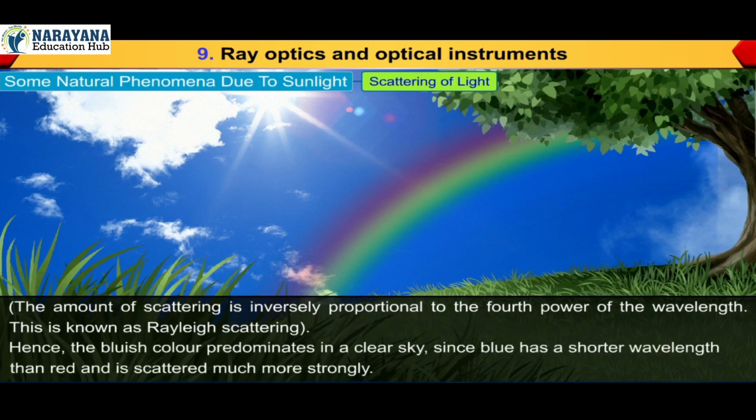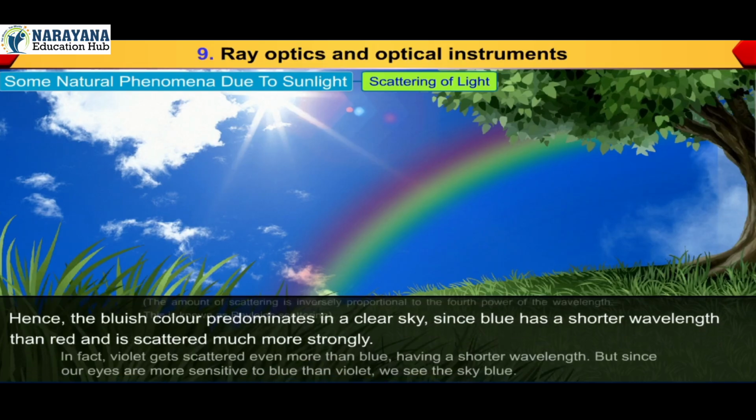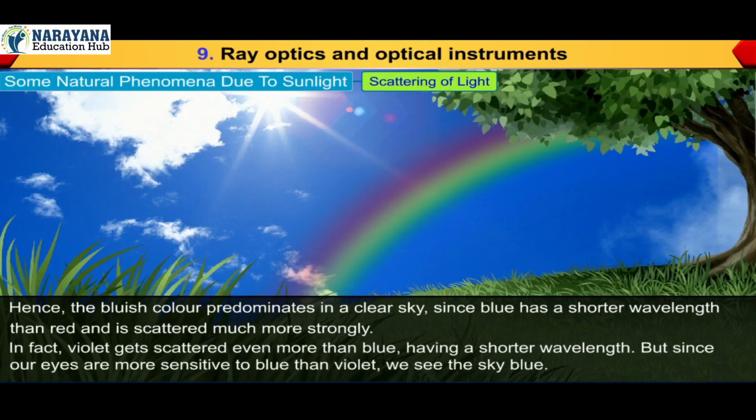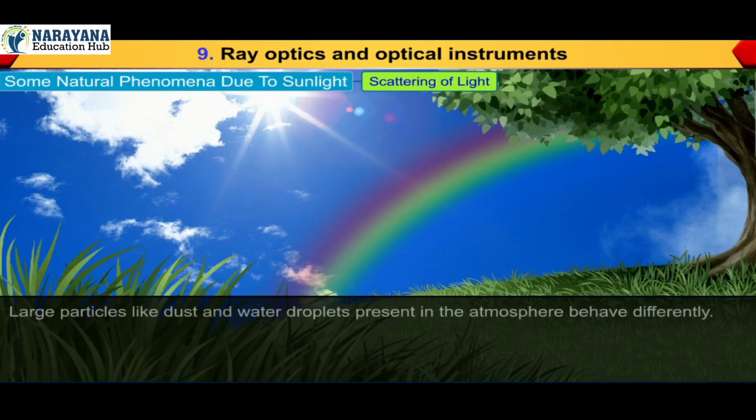Hence, the bluish color predominates in a clear sky, since blue has a shorter wavelength than red and is scattered much more strongly. In fact, violet gets scattered even more than blue, having a shorter wavelength. But since our eyes are more sensitive to blue than violet, we see the sky as blue.